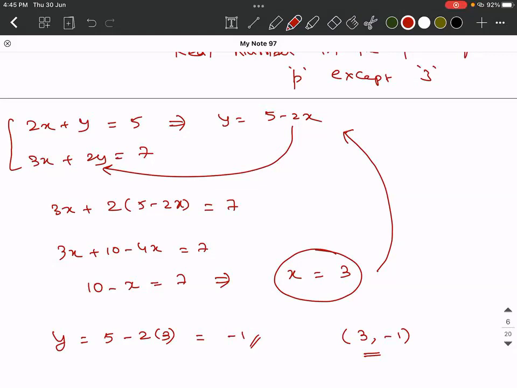Which quadrant is it? Fourth. Right? In the fourth quadrant, these two lines are going to intersect. So this is what we call the substitution method. I'm believing that you already know this.